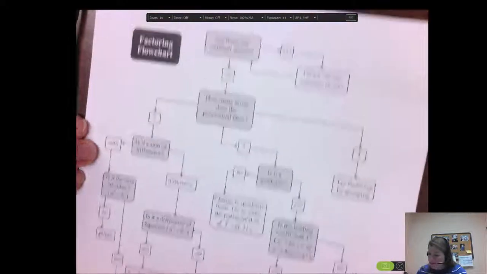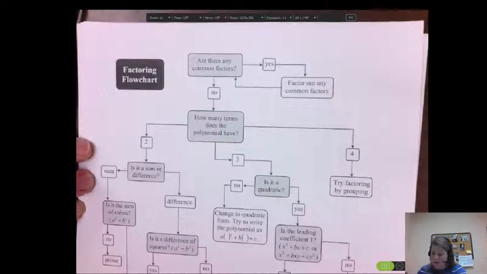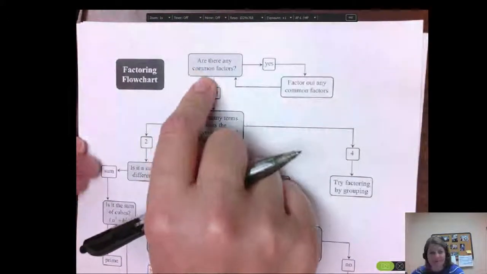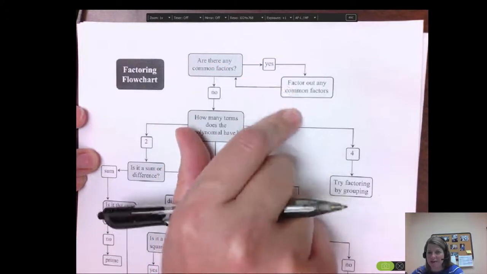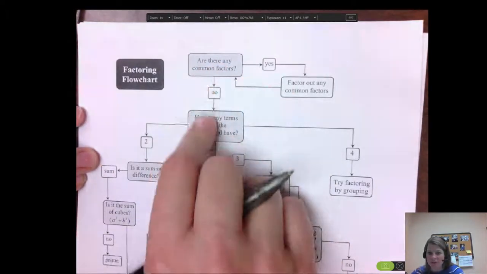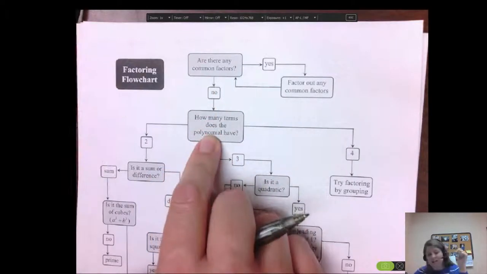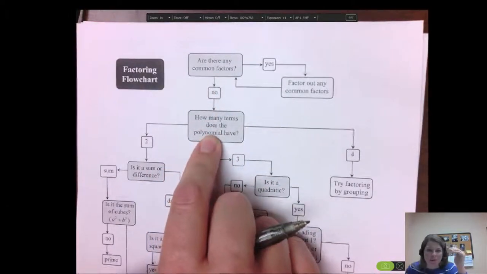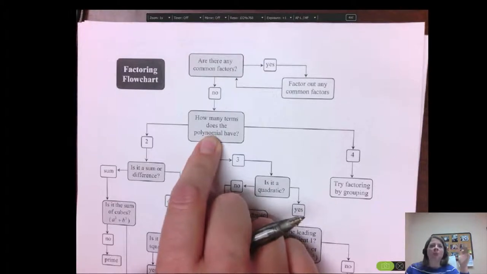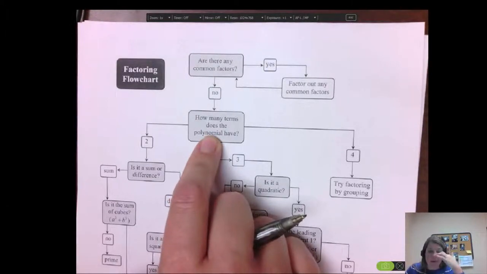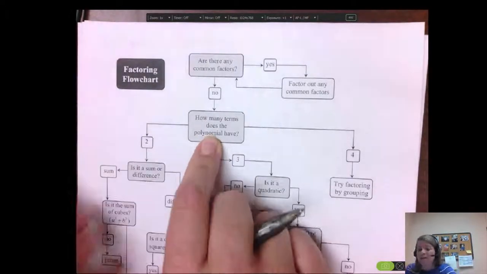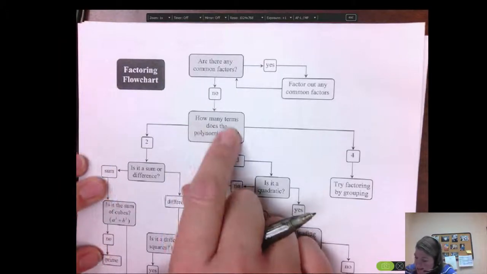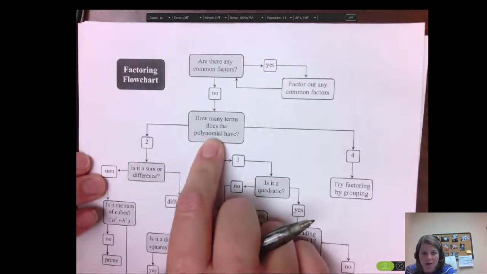So here's where it starts. We always start with GCF. Are there any common factors? If so, you have to take them out. If not, you still move on. You always have to check that GCF first. It might keep you from doing your difference of squares, your cubes, and it might make the problem way easier where you don't have a number in front of the trinomial, a number bigger than 1 on A, like a 2 or a 3. And then how many terms do you have? That's where you go next.